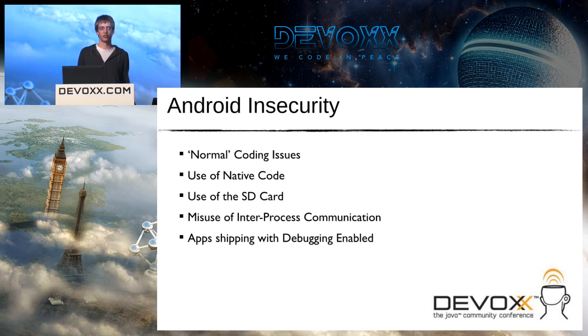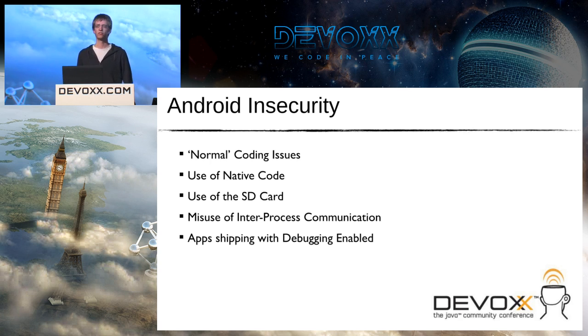Some people just don't seem to realize that the SD card is world readable to any application without any permission requirement. And we've seen backup applications that take a copy of all of the sensitive data from an application and write it out in clear text on the SD card, thus defeating the entire sandbox that was put in place for that protection. We very commonly see misuse of the inter-process communication, which is something we will focus on in this presentation.